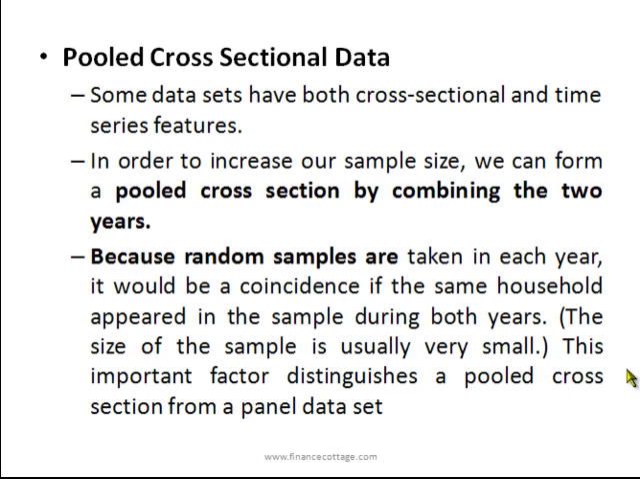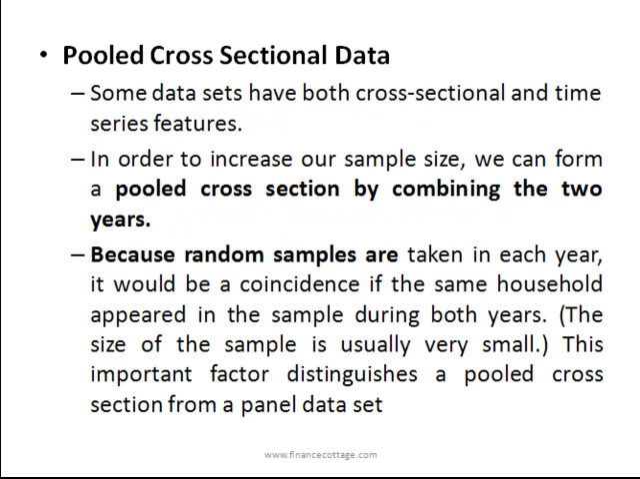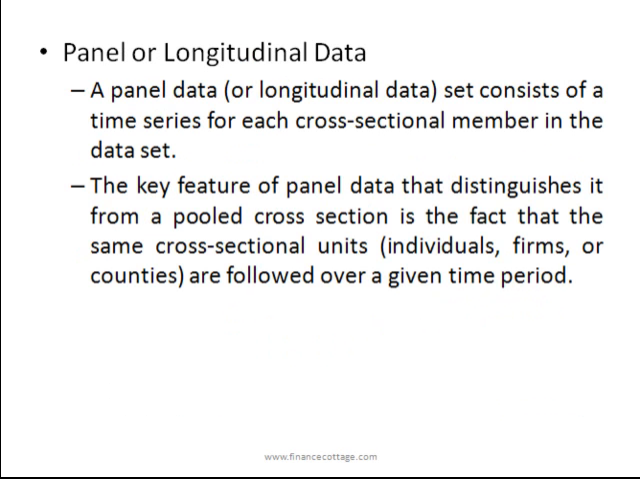What is panel data? A panel data set consists of a time series for each cross-sectional member in the data set. The key feature of panel data that distinguishes it from pooled cross-sectional data is the fact that the same cross-sectional units are followed over a given period of time. In pooled data, we collect a new sample every year for study, but in panel data we keep the same households during the given period of time. So this is panel or longitudinal data.